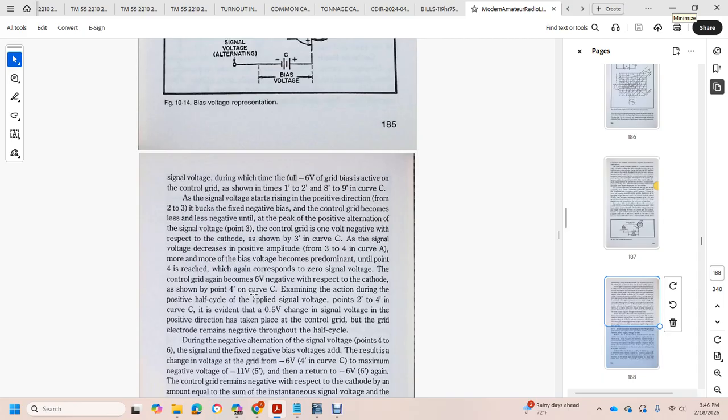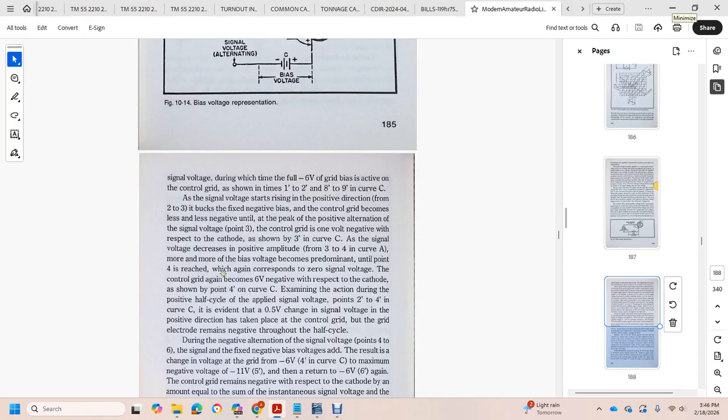Signal voltage shown in the positive direction from 2 to 3 on curve A, combined with the fixed negative bias, makes the control grid become less and less negative until the peak of the positive alternation of the signal, point 3, where the control grid is 1 volt negative with respect to the cathode, shown at point 3 on curve C. The signal voltage decreases in positive amplitude from 3 to 4 on curve A, and the bias voltage predominates again until point 4 is reached with the corresponding 0 signal voltage. The control grid will again become 6 volts negative with respect to the cathode, shown at point 4 on curve C.